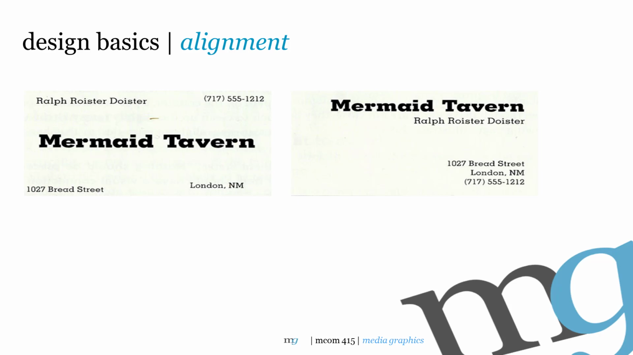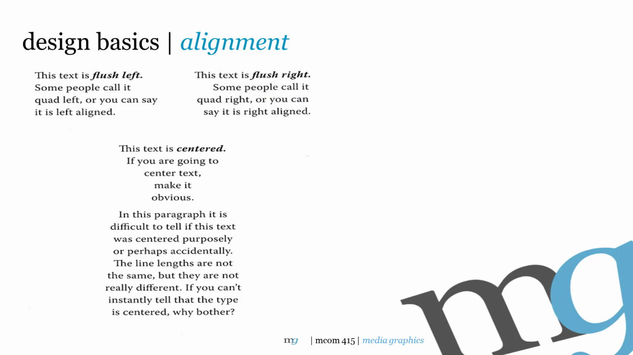In the redesign on the right, it's very clear that this card is for someone who works at Mermaid Tavern, that this is his name, and that this is his contact information. So that's the type of idea that we want to use alignment for. Now, generally speaking, there are 4 types of alignment. Flush left, everything is lined up on the left. Flush right, just the opposite, everything lined up on the right.